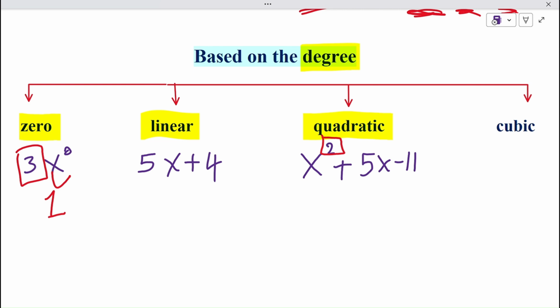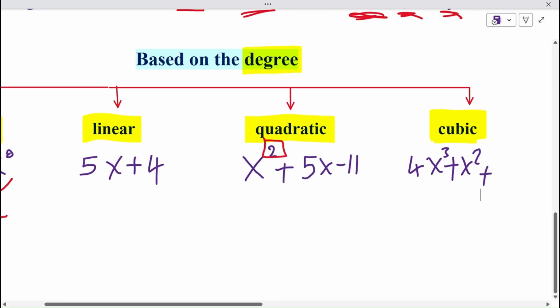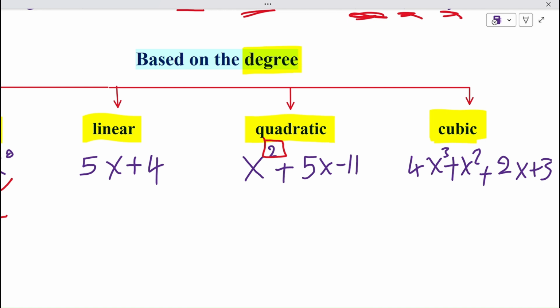What about cubic? Cubic means a polynomial with the degree 3, the third degree. For example, we have 4x to power 3 plus x to power 2 plus 2x plus 3. So here we have the third degree, which means cubic.